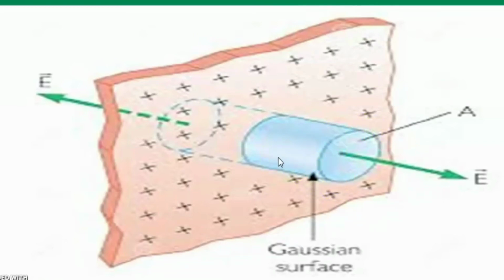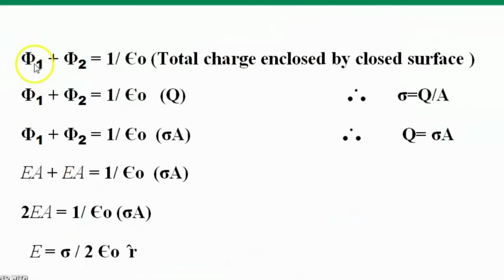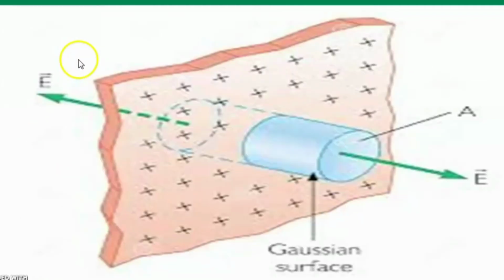Now, we are going to find out the total flux. Again, we will apply the Gauss law. We know the Gauss law, the total flux. So, there are two fluxes: the flux through this circular surface, and the flux through this circular surface. The flux through the wall of this cylinder is equal to 0. So, we have the flux through this circular surface and the flux through that circular surface. So, we have two fluxes.